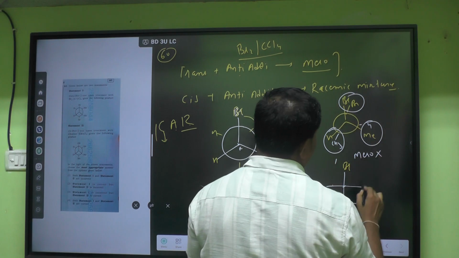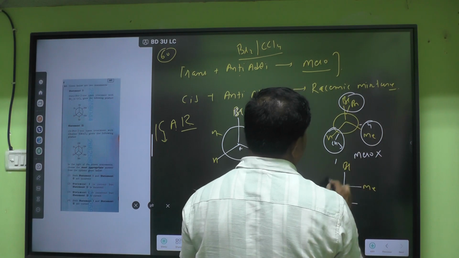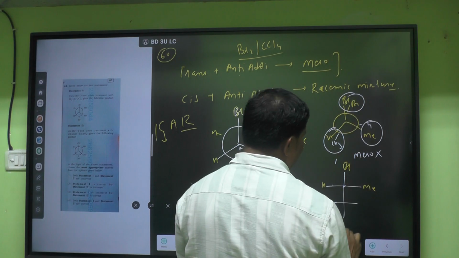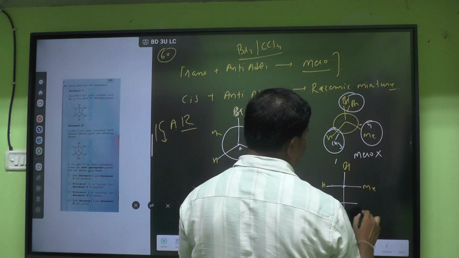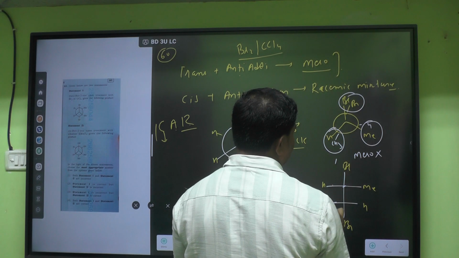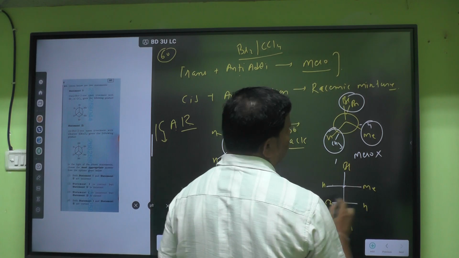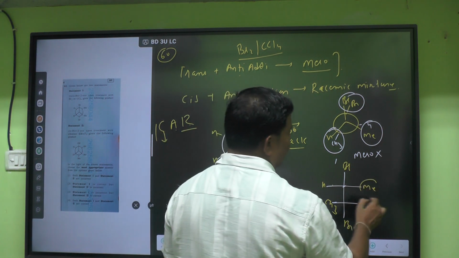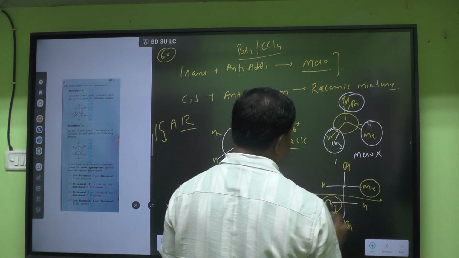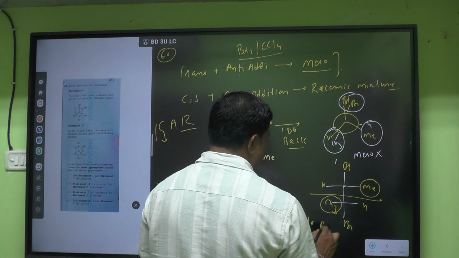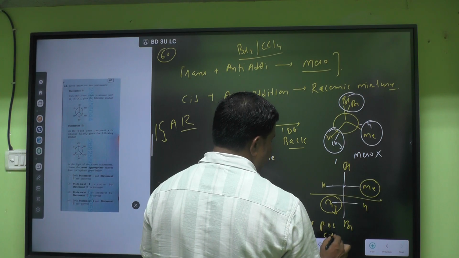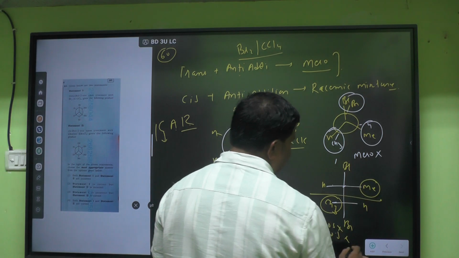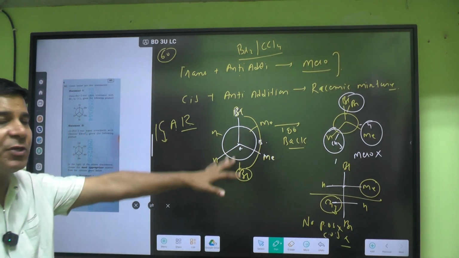Here Br. What is here? Methyl, so write methyl here. What is here? Hydrogen. What is here? Br, so write Br here. What is here? Hydrogen. What is here? CH3, so write CH3. Not a meso compound. No plane of symmetry here and no center of symmetry, no POS, no COS. That's why it is not a meso compound.